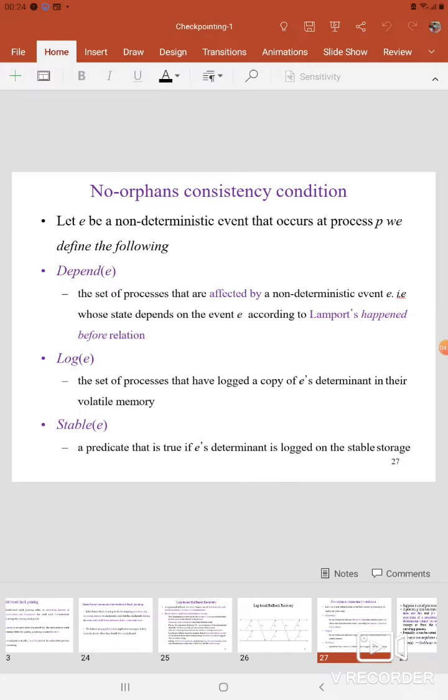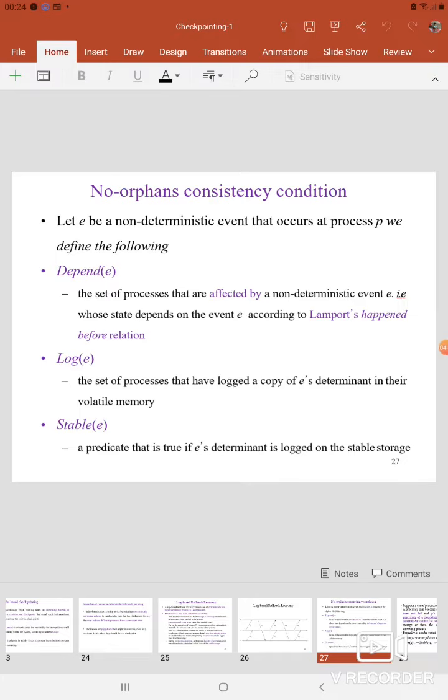So what is Depend(E)? E is a non-deterministic event. Which processes are going to be affected by this non-deterministic event? It is denoted as Depend(E): the processes which are dependent on the non-deterministic event E. To find out the dependency, you can use the happened-before relation.